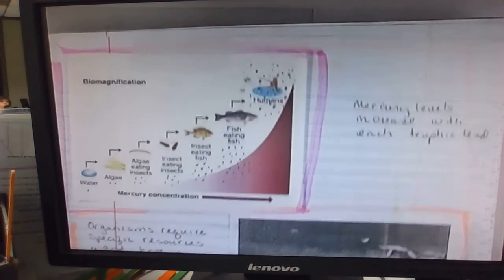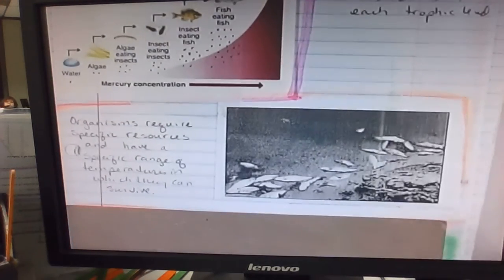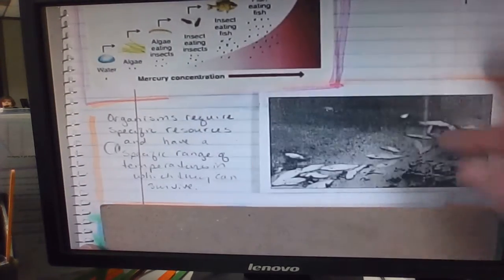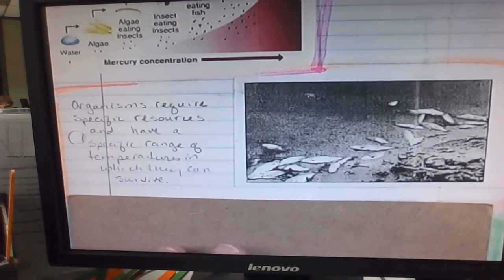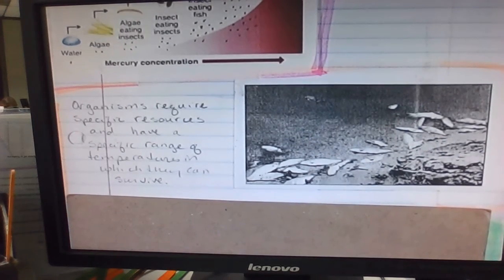All right, so thermal pollution. We do have a little bit of information that we're putting underneath here because it's specific. Organisms require specific resources and have a specific range of temperatures in which they can survive.